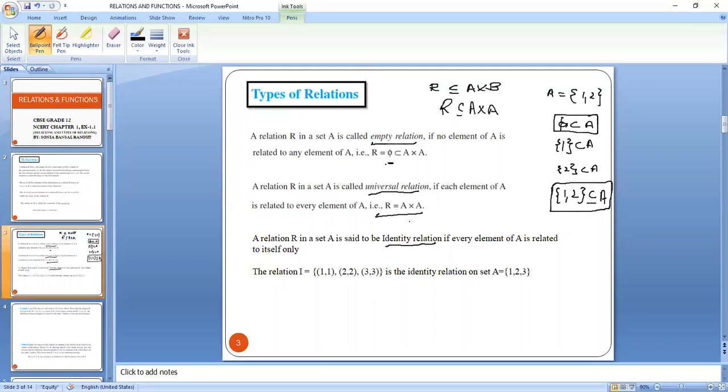Then the third is identity relation. A relation R in a set A is said to be identity relation if every element of A is related to itself only. Means if we have a set A which is equal to {1, 2, 3}, then it is an identity relation when 1 is related to 1, 2 is related to 2, 3 is related to 3. When every element is related to itself only, then this type of relation will be identity relation. Now we will be taking examples.